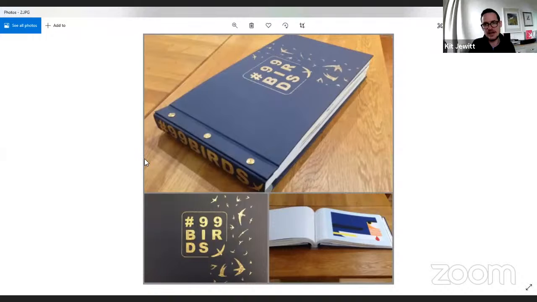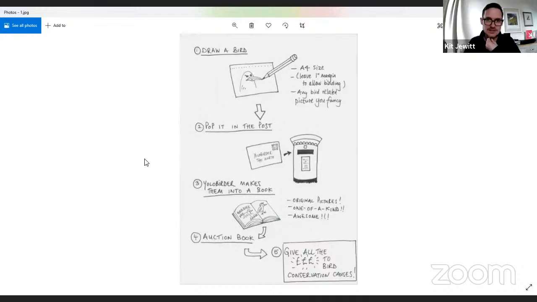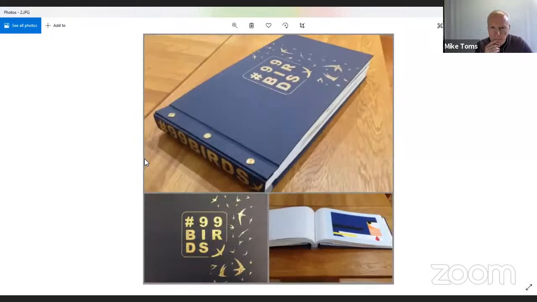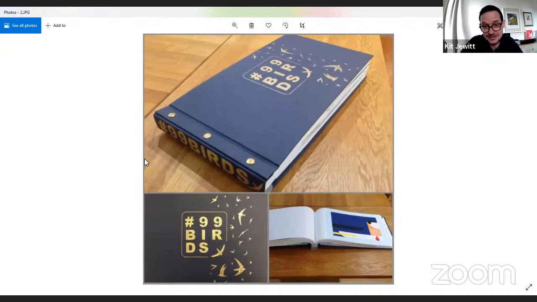So I put this tweet out, just a little silly sketch saying, bung it, draw a bird, send it to me, and I'm going to make it into a book, and we'll auction that and give all the money to bird conservation. I got 99. Well, I stopped at 99, and in the order that they came through my letterbox, I got them bound into a book. It turns out that a birder based in the Northeast, called Matt Parsons, is a bookbinder, and he managed to combine the 99 pages into a lovely big coffee table style post-bound, gold leaf, embossed bird book.